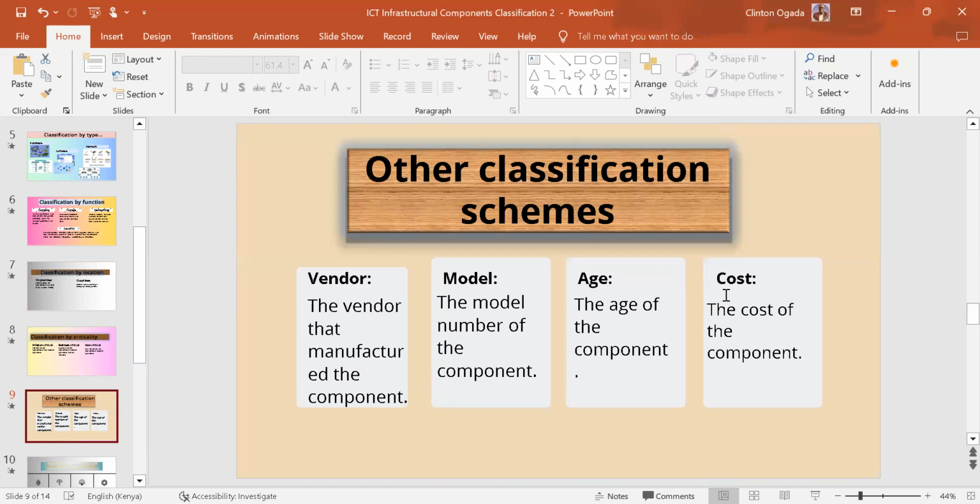Other classification schemes include vendor, model, age, and cost. Cost implies the cost of the component. Age is the age of the component. This is straightforward. When it comes to model, we look at the model number of the component. And when it comes to the vendor, we see the vendor or the manufacturer of the component.